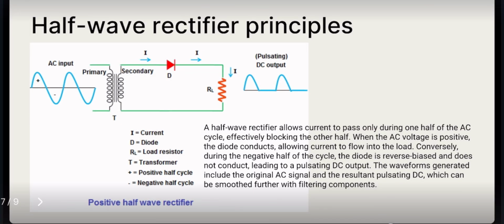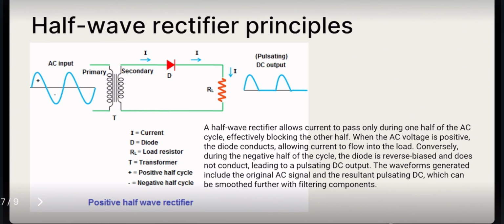Second, we want to present about rectifier function. Half-wave rectifier principle. We look: I equals current, D equals diode, RL equals load resistor, T equals transformer. Positive is positive half cycle, negative is negative half cycle.